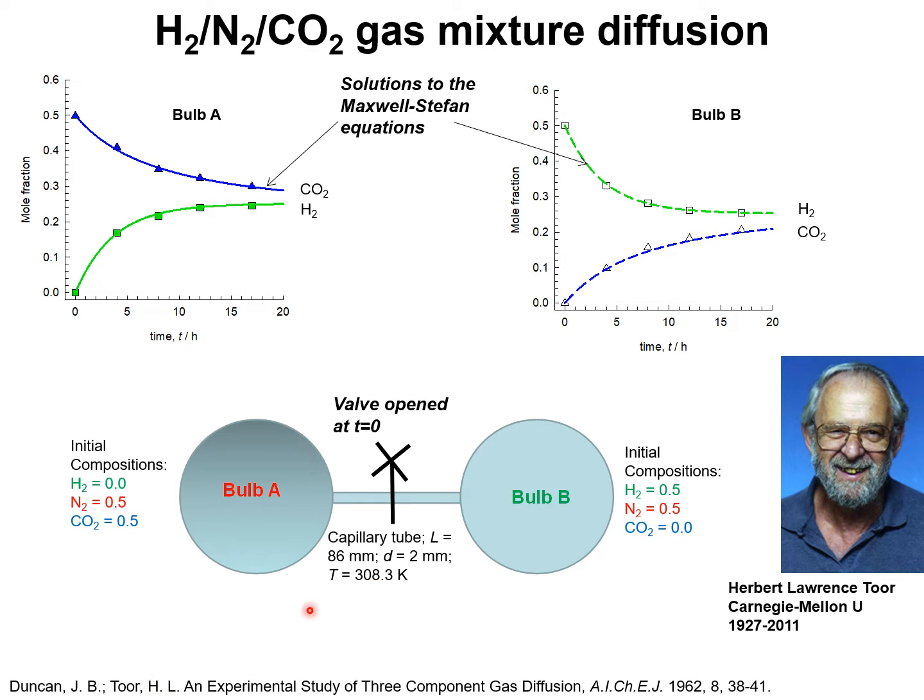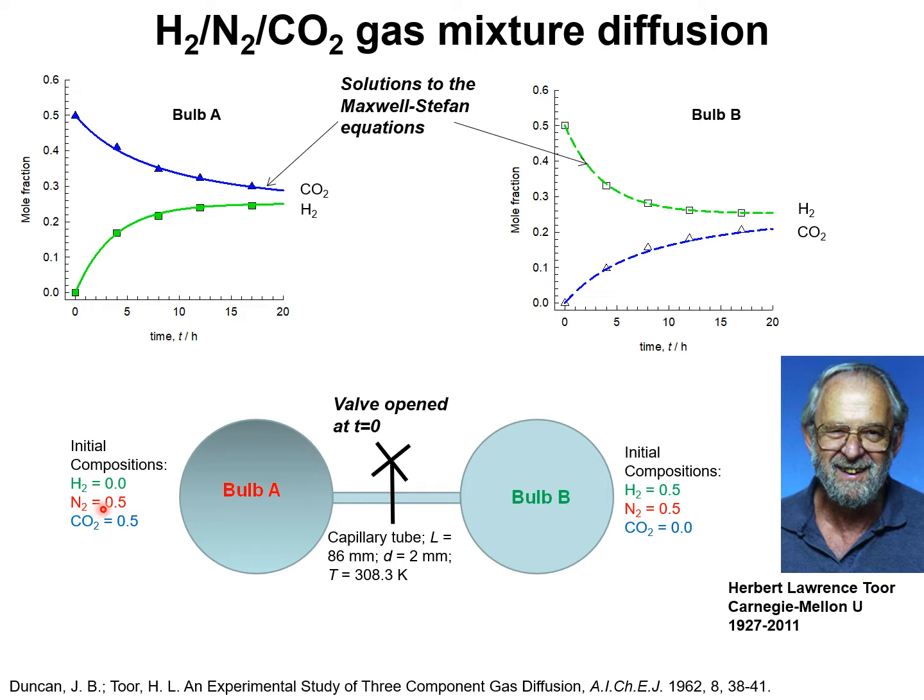Duncan and Toor in 1962 published a set of diffusion experiments conducted in a two-bulb diffusion apparatus connected by a 2 mm capillary tube. The initial compositions in bulb A and bulb B are indicated here.